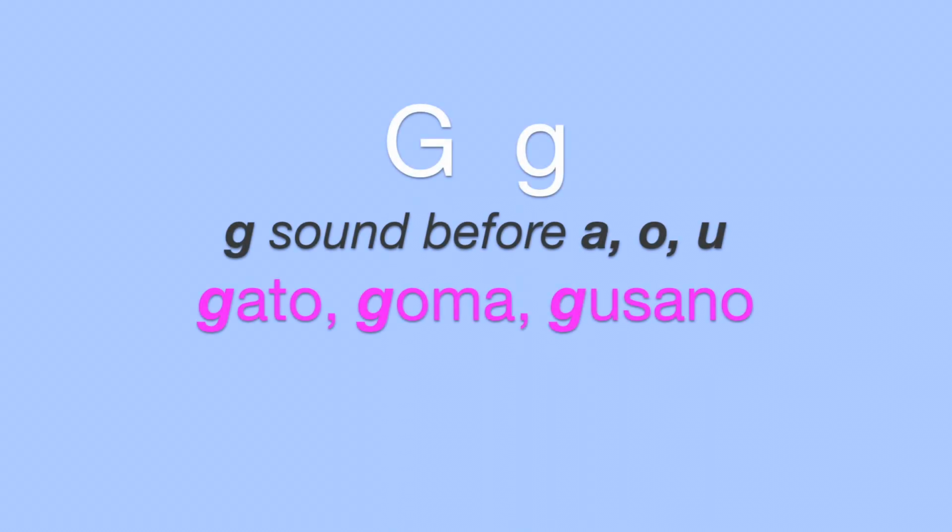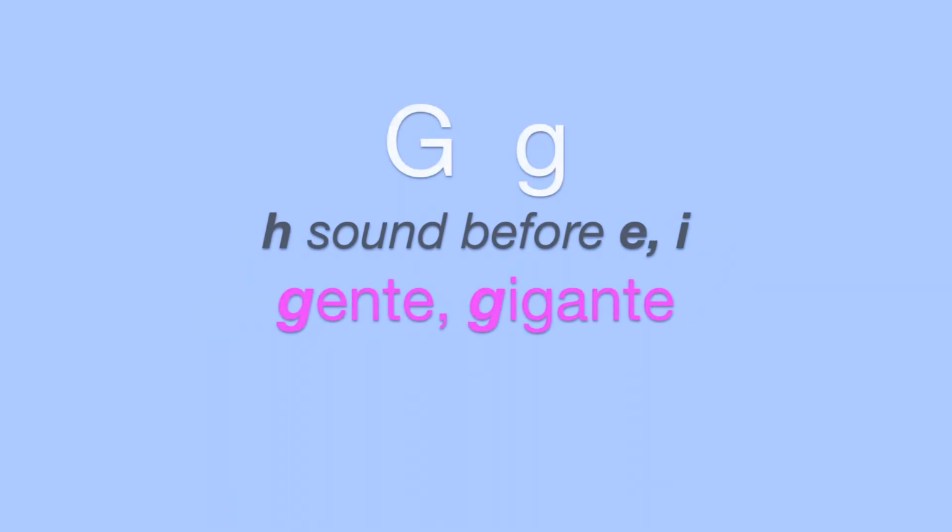G has different cases. First case is the G sound, G before A, O, U. Examples: gato, goma, gusano. The second case is an H sound before E and I.